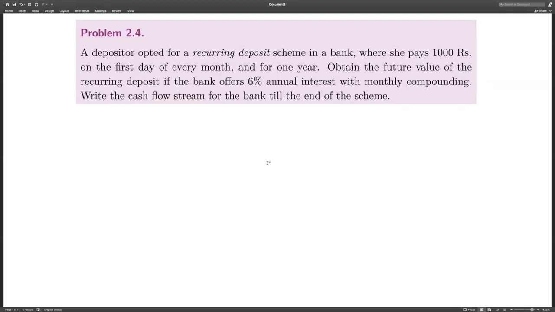The next question is on the recurring deposit. I think this question is given in quiz 1, and the marking scheme has a solution for this. So I hope you all are familiar with this. So let's not discuss this problem. Let's go to the next problem.